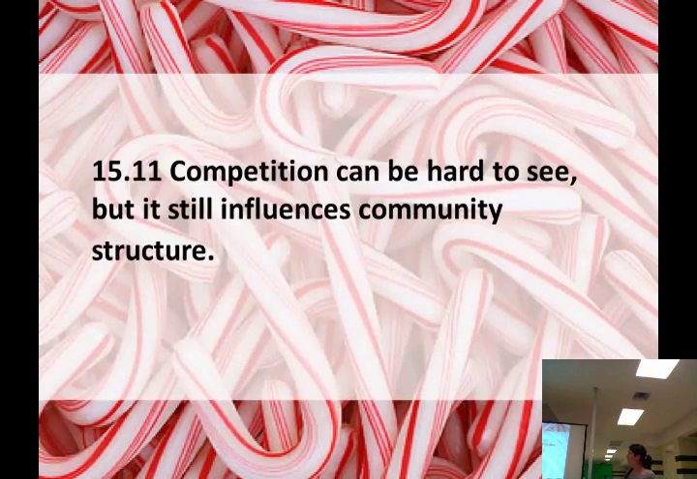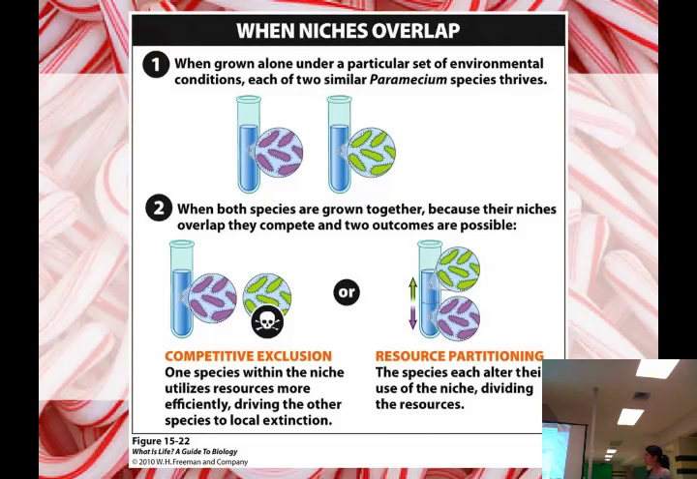So it may be hard to see competition between species, or competition which is abiotic, so the things that are affecting the species that are not alive, but it still is going to influence its community structure. So here's an example of when we have niches that overlap.